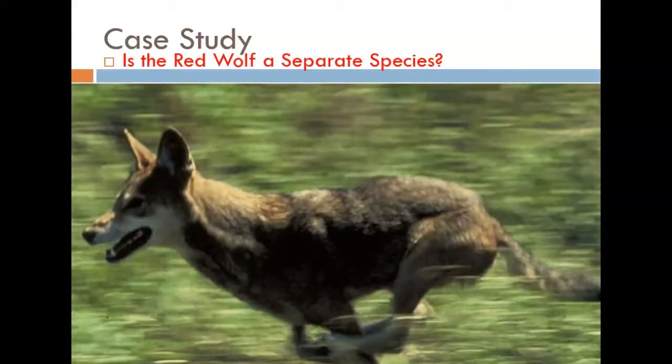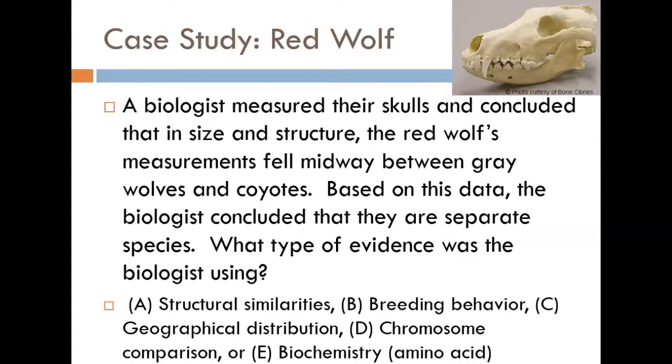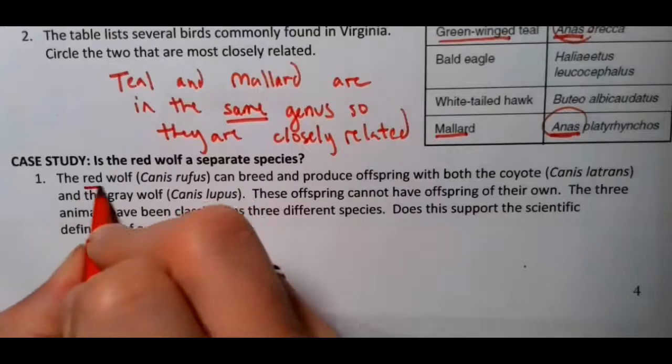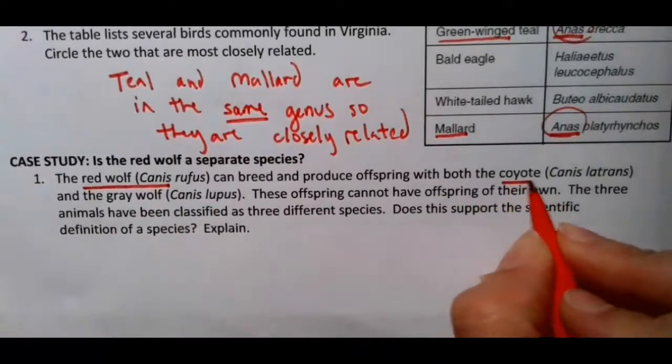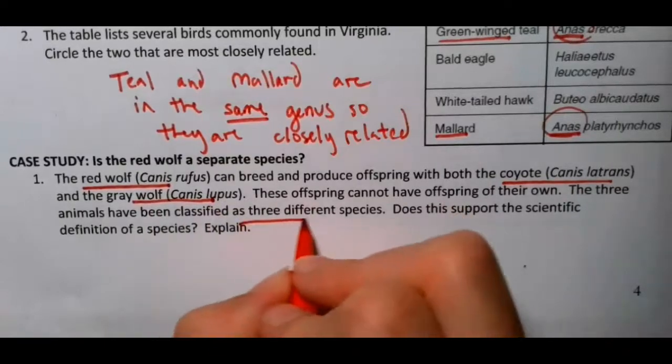So the case study in your notes says, is the red wolf a separate species? Okay, the red wolf can breed and produce offspring with both the coyote and the gray wolf. These offspring cannot have offspring of their own. So the three animals have been classified as different species. Does this support the scientific definition of species? So let's think about that. Okay, does it? Well, the answer is yes, it does support the definition of species. Okay. So the red wolf can produce offspring with the coyote and with the gray wolf, but their offspring are sterile, right? So they've been classified as different species.